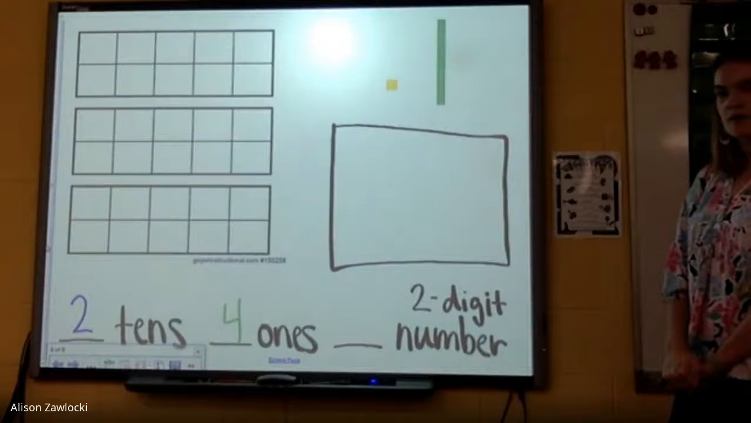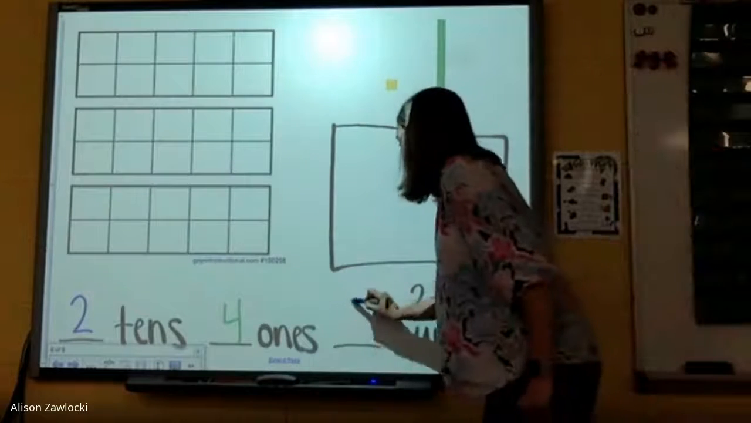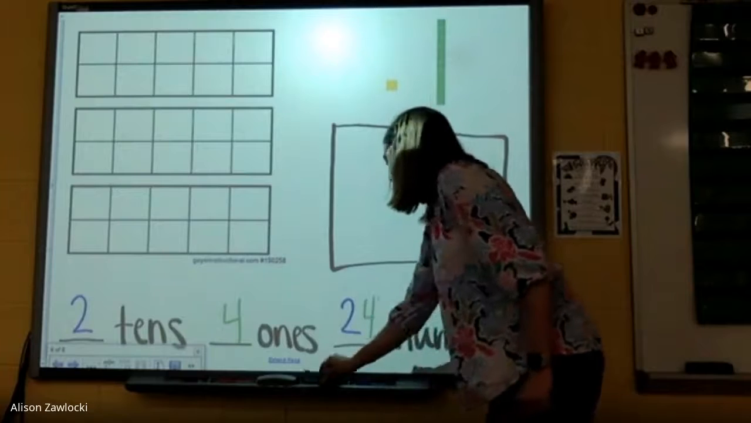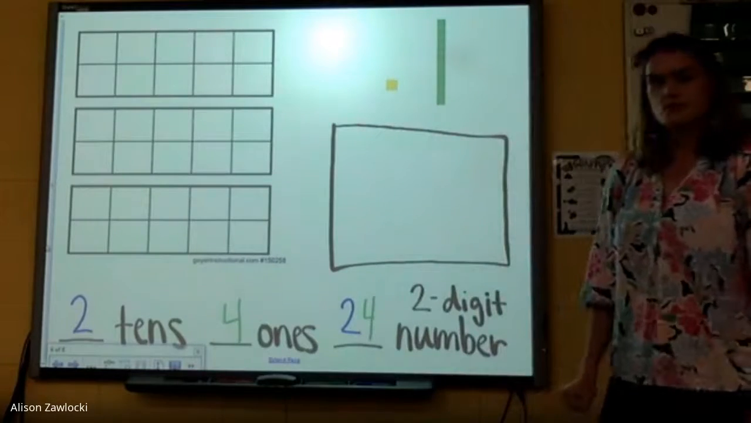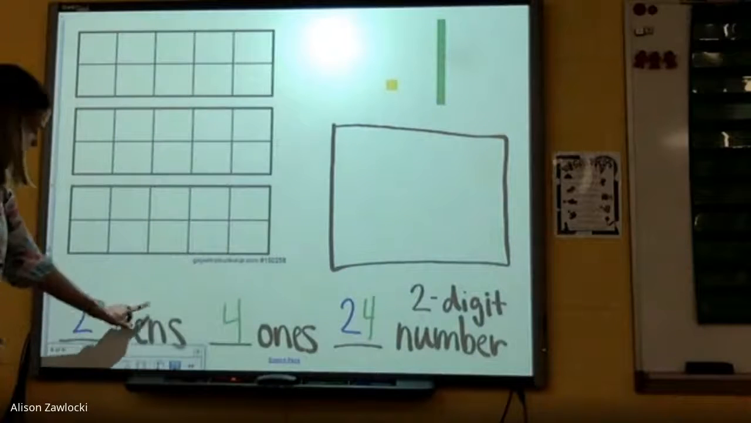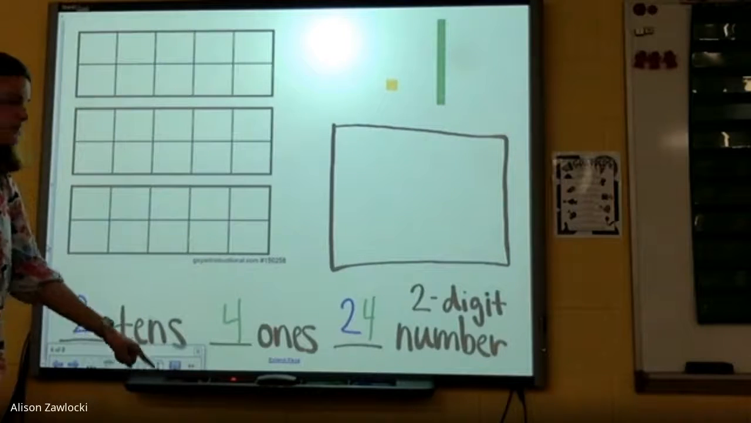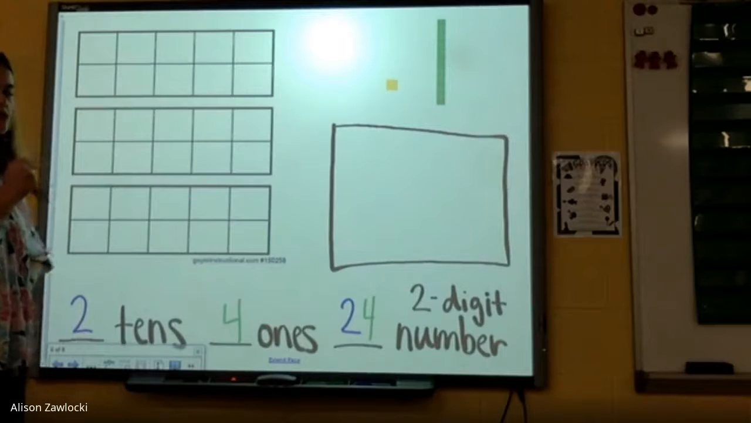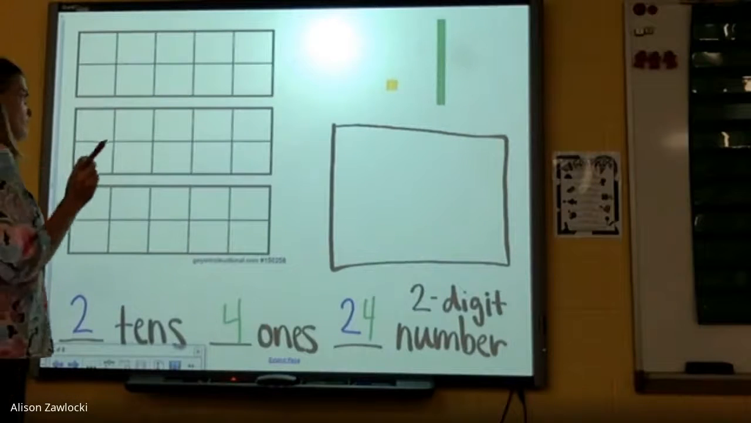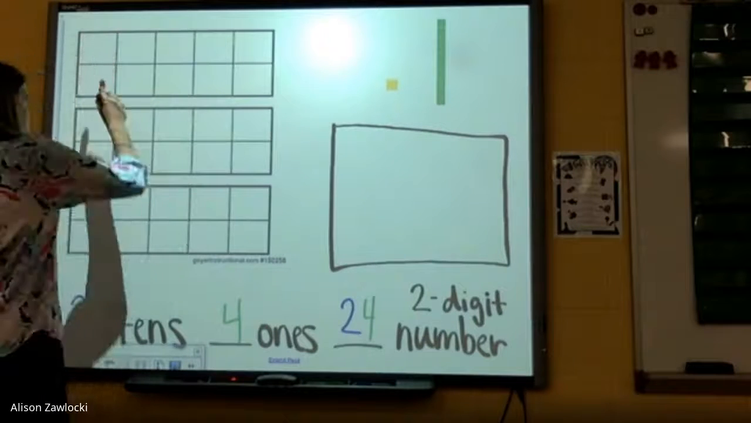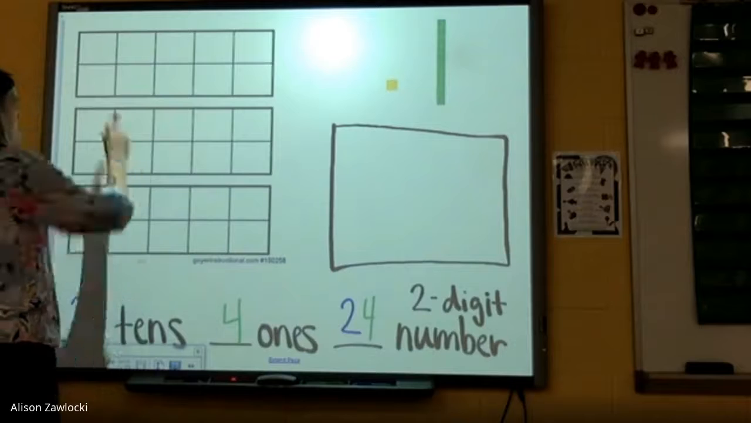I know you can do it. Great job. We have 2 10s and 4 1s. Boys and girls, what's that 2-digit number? 24. Okay, so this tells me I need 2 full 10 frames, 2 groups of 10, and 4 extras. So I want you to double check my work and make sure I do this correctly. Let's go ahead and fill this in together by drawing counters in our 10 frames. So I need 2 full 10 frames and 4 extras, okay?